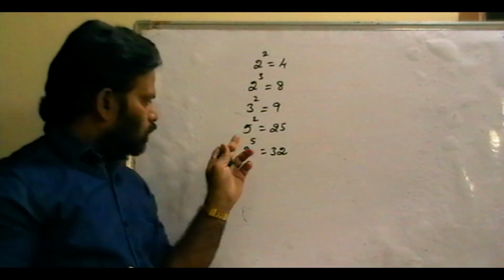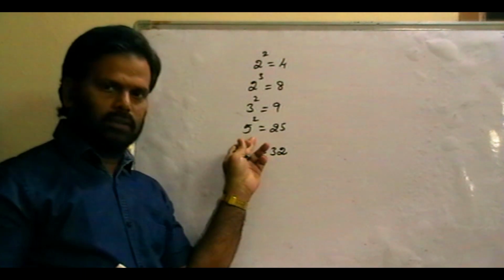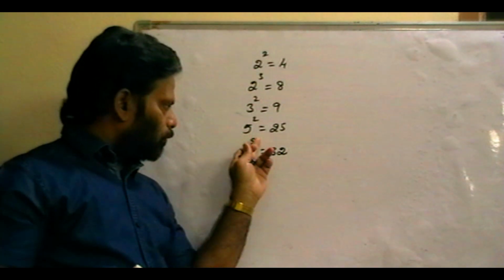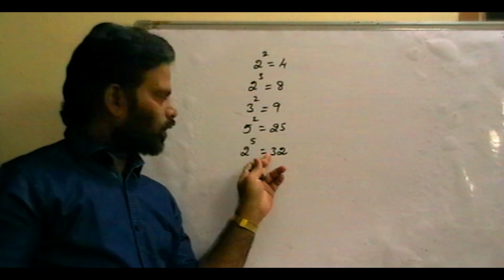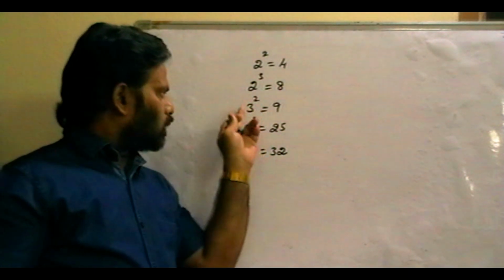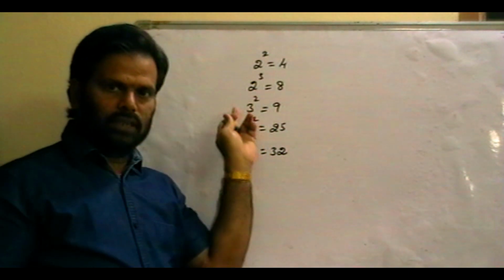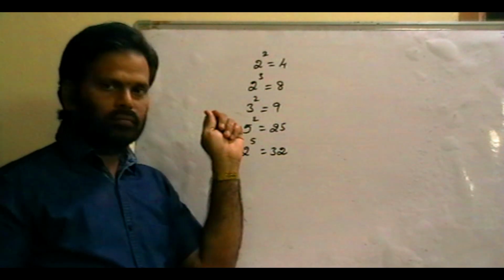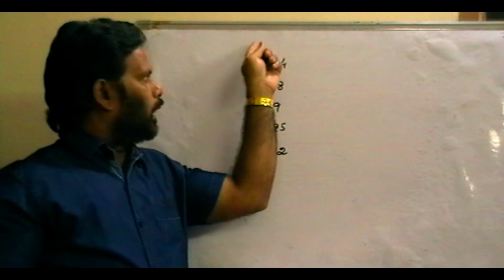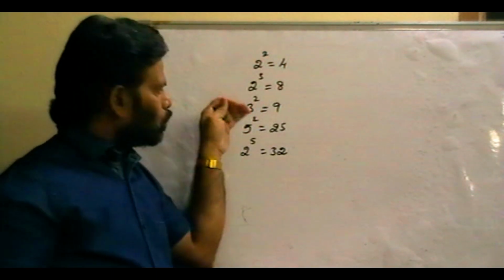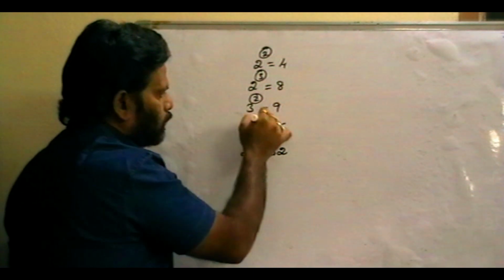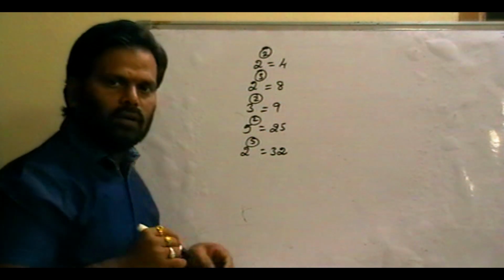It means the base is multiplied by the power number of times. Base 2 is multiplied 5 times, then we'll get 32. Or 5 is multiplied 2 times, we'll get 25. Or 3 is multiplied 2 times, that means 3 square is equal to 9. 2 cube is equal to 8. Or 2 square is equal to 4. These are called powers, or also called exponents, right?